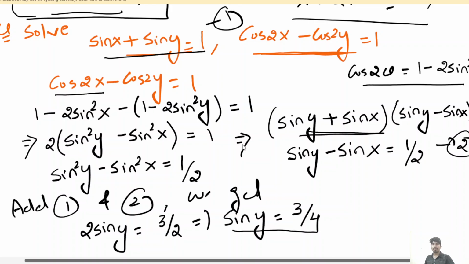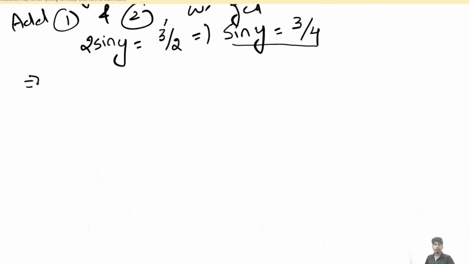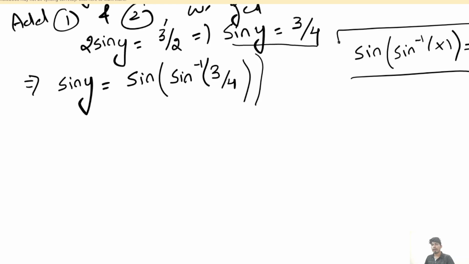Can we write this way? Sin y is equal to sin of sin inverse 3 upon 4, because we learn in inverse trigonometry that sin of sin inverse x is equal to x. This is our identity. Then this is also 3 upon 4.